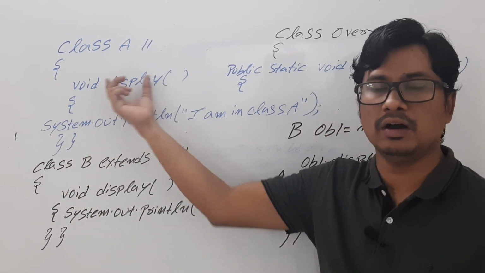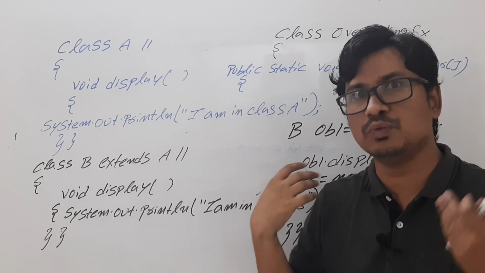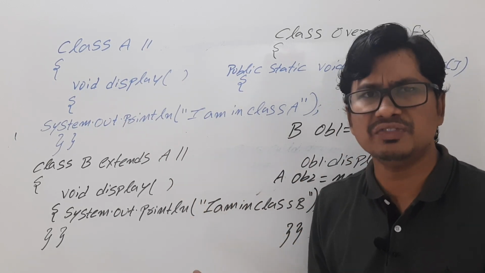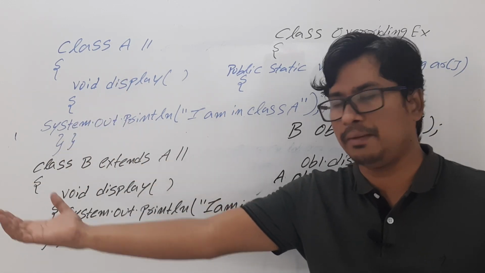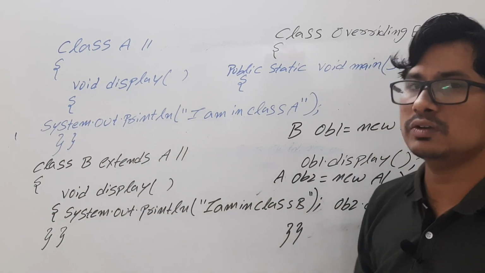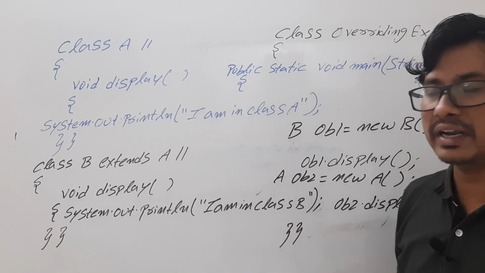Am I right or wrong? Always it is ours. That is what selfishness is. It is not selfishness. We need to think about ourselves, then we need to think about others. Am I right or wrong? So this is what we call method overriding.